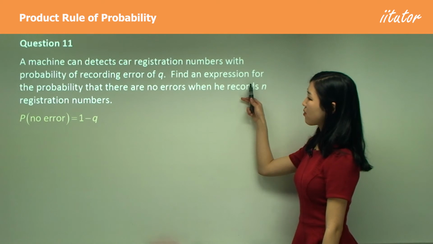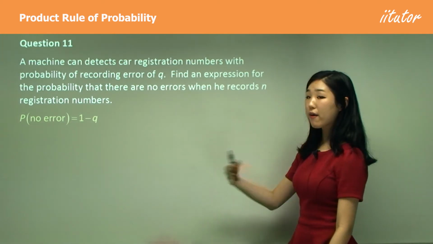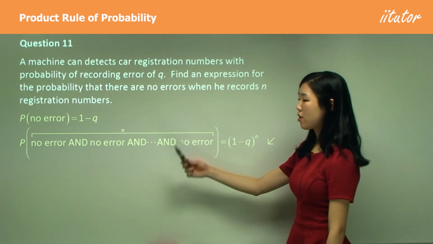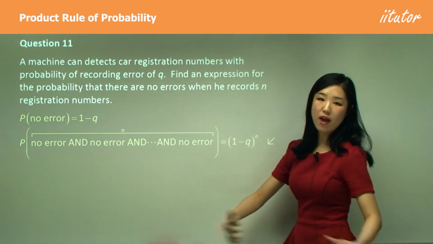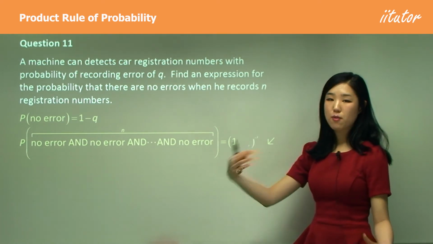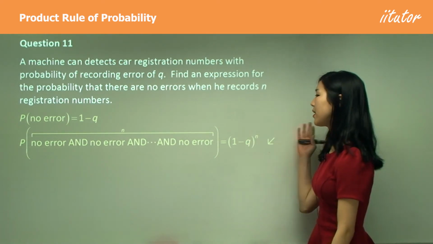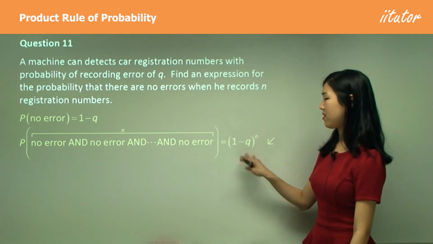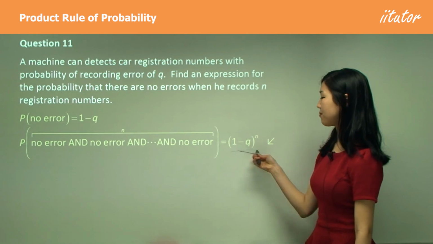If I want to find an expression for the probability that there are no errors for n numbers, then it's like this. No error and no error and no error and no error for n times. And we multiply, so it's going to be 1 minus q times 1 minus q times 1 minus q, n times, so it's going to be 1 minus q to the power of n. That's why we have this expression. So this is your answer, guys.